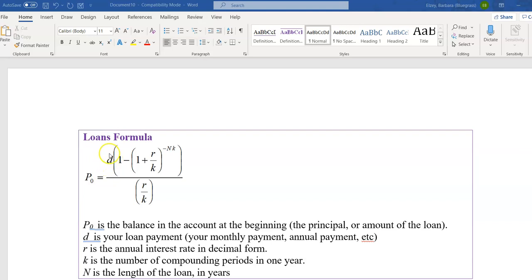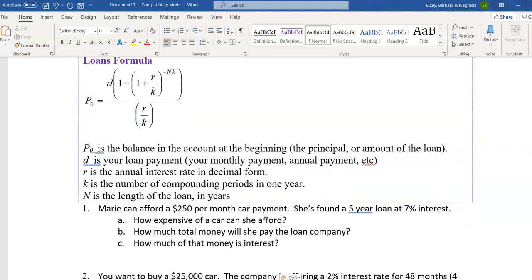D is the payment that we make every month or every year or every semi-annually or whatever our arrangement is. Usually it's monthly, but it might be something different. R is our interest rate as a decimal. K is the number of times it's compounded per year. And then N is the number of years that the loan is for. Okay, so let's actually look at a couple of these problems.